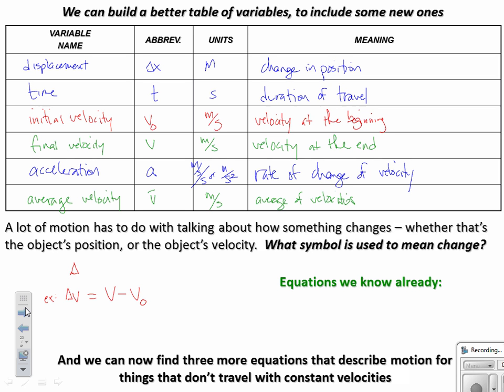And some stuff we know already. Well, we know V average is delta x over t. We know that acceleration is delta v over t. Oh yeah, we could also write V average as V naught plus V over 2. The average of velocities. Okay, we're going to use these three equations to derive three more equations, specifically for things that accelerate.